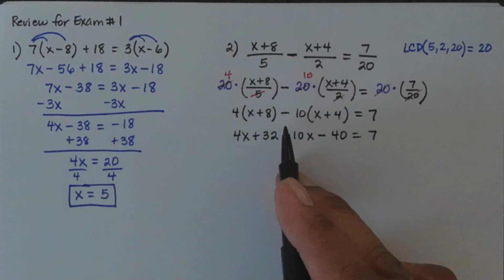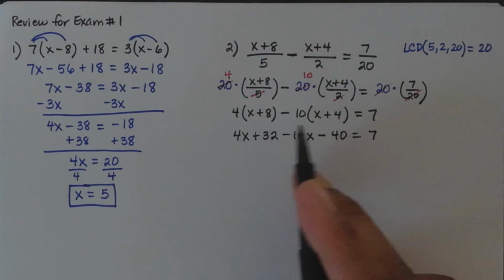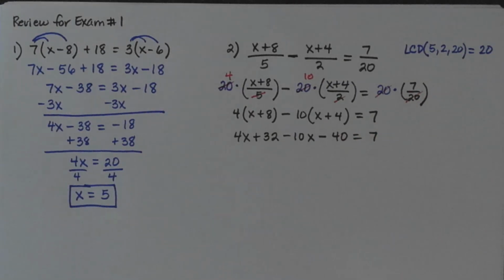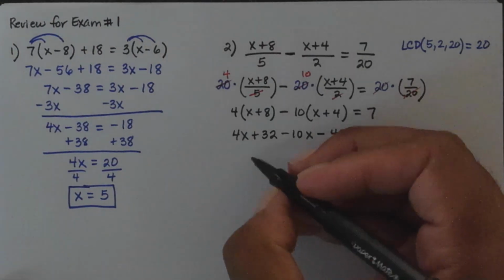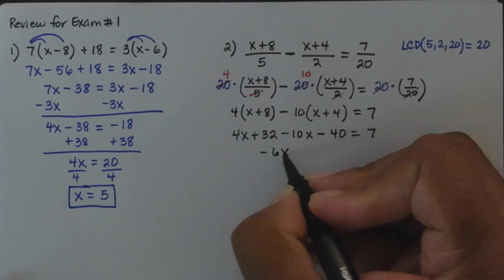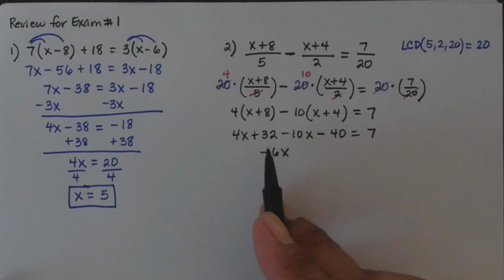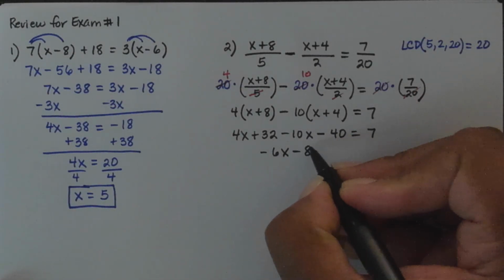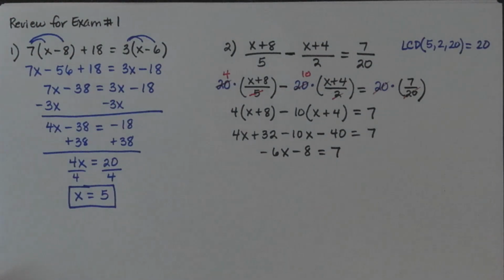Keep in mind the minus sign, when you distribute that, it's going to change the sign of every single term in the parentheses to the opposite. So I got 4x plus 32 minus 10x minus 40 is equal to 7. Now let's combine some like terms here. 4x minus 10x will be negative 6x, plus 32 minus 40 would be minus 8. That's equal to 7.